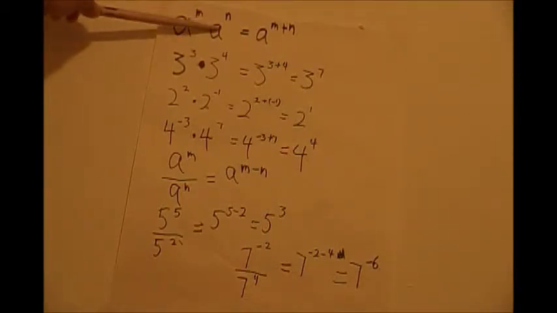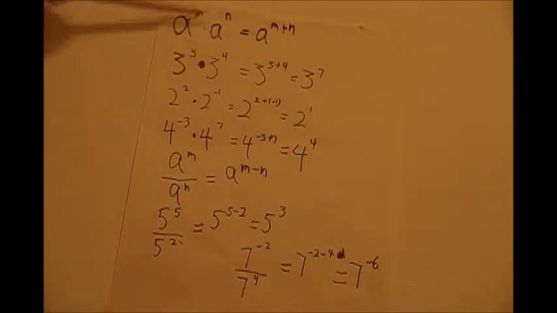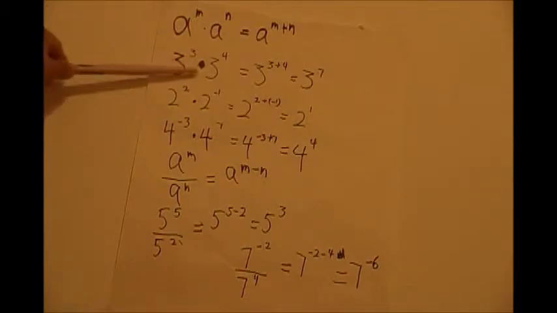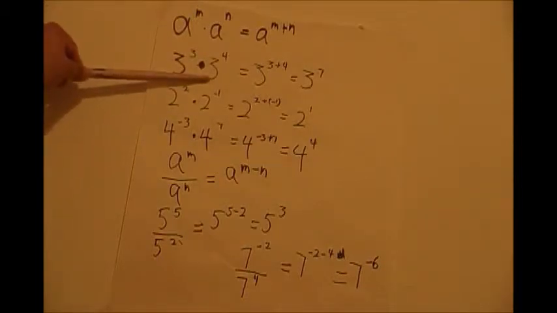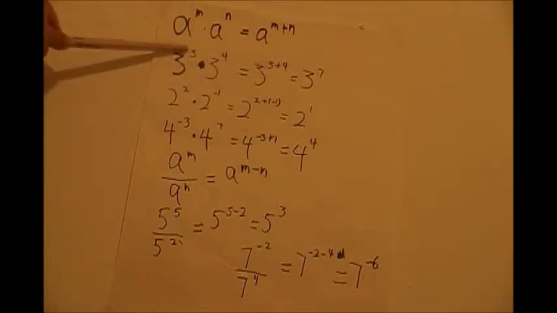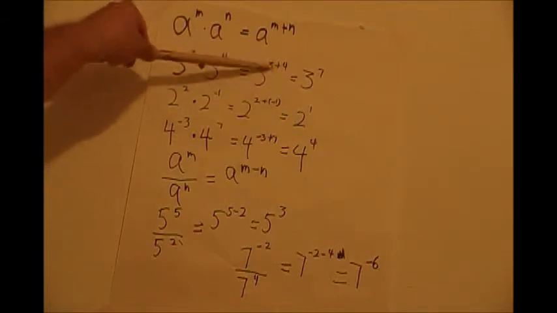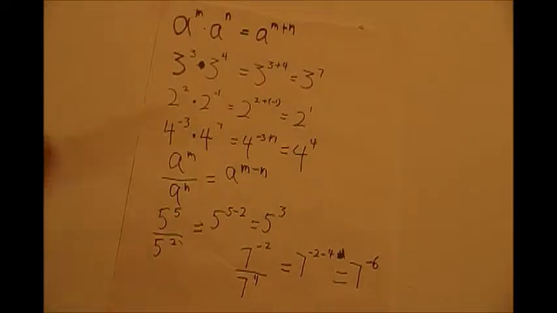the same number, a. So it's going to be a to the m times a to the n is equal to a to the m plus n. So we just add the two numbers together. Okay? So for example, if we have 3 to the third power times 3 to the fourth power, that's going to equal 3 to the power of 3 plus the power of 4. So it's 3 plus 4, that equals 3 to the seventh power.